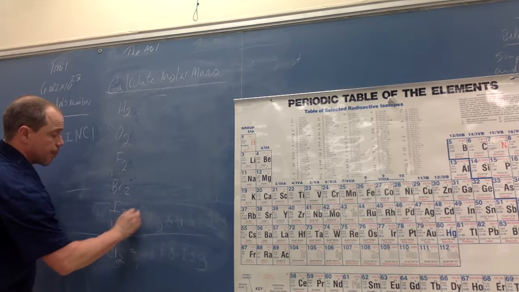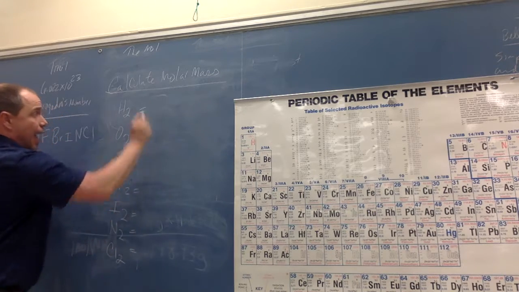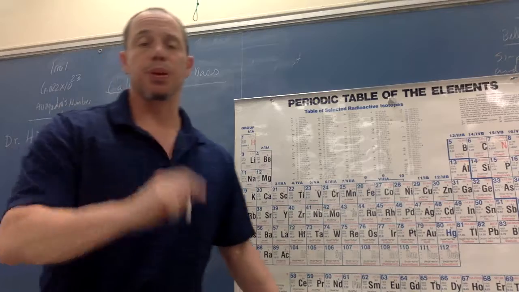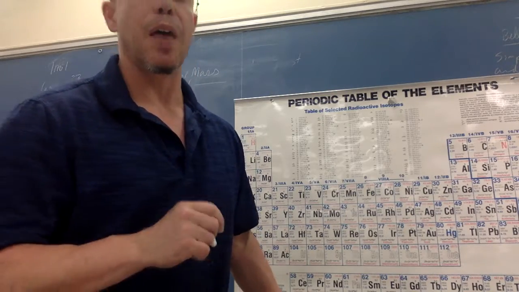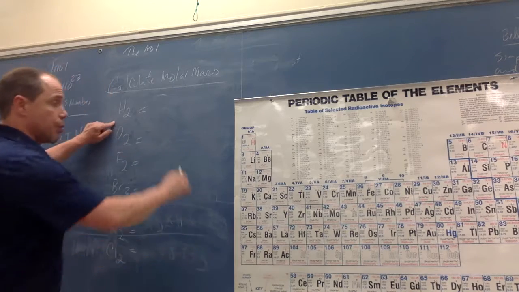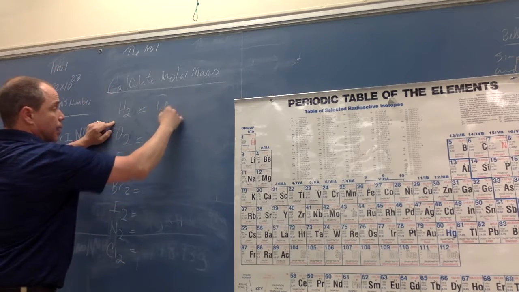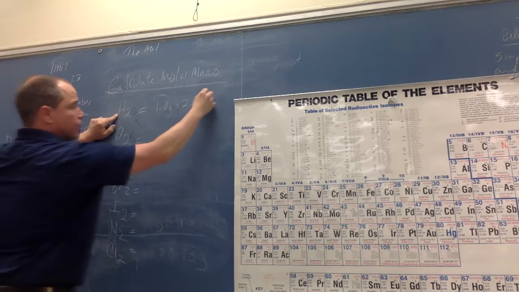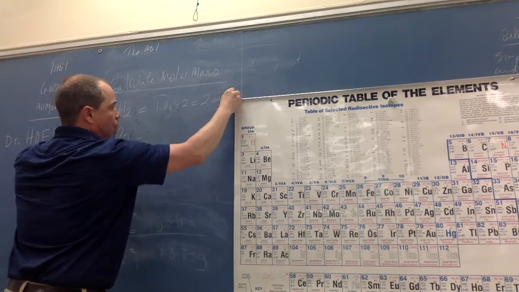So you might wonder, Mr. Donnelly, how you find the molar masses of these. Well, it's pretty simple. You find the atomic mass of that element on the periodic table and multiply that value by 2. So hydrogen weighs 1.0 grams times 2. H2 is 2.0 grams for every mole.